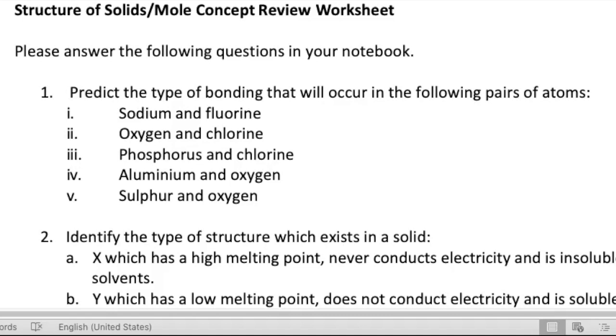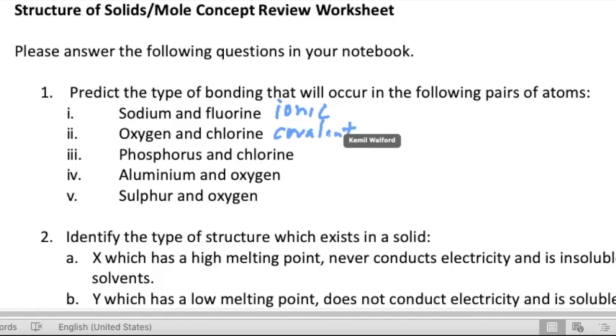So here we're at number one, to predict the type of bonding that will occur in the following pairs of atoms. So we should be thinking ionic or covalent, depending on if we are seeing a metal and a non-metal bonding. So sodium and fluorine, we have a metal and a non-metal. So we know this would be ionic. Oxygen and chlorine, those are two non-metals. So that would be covalent.